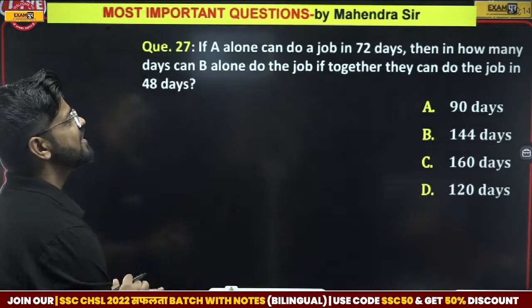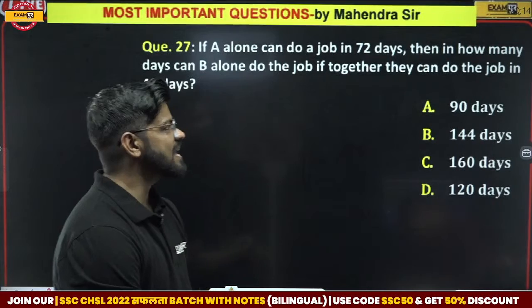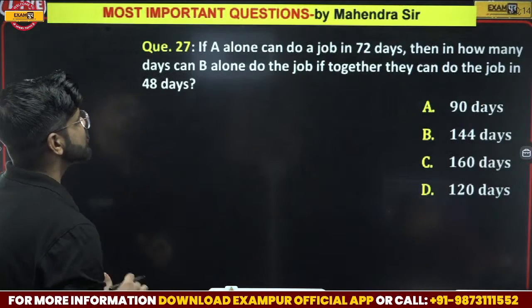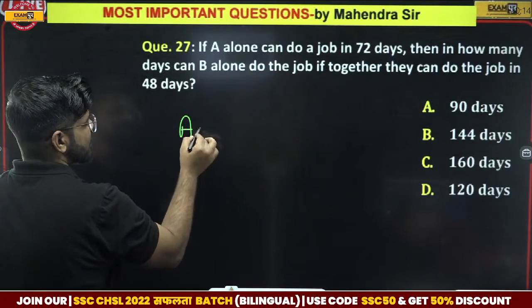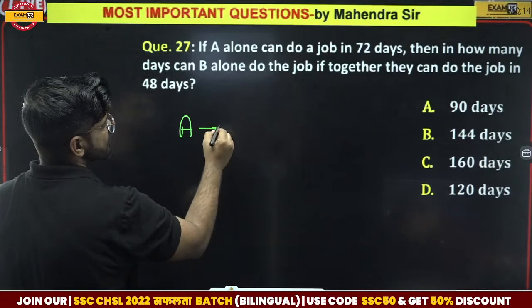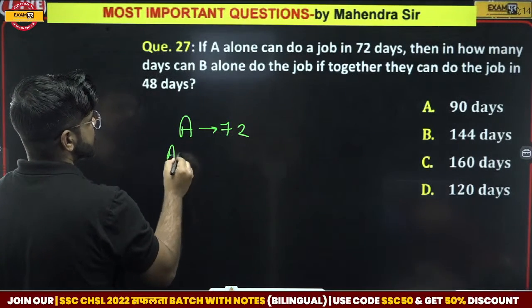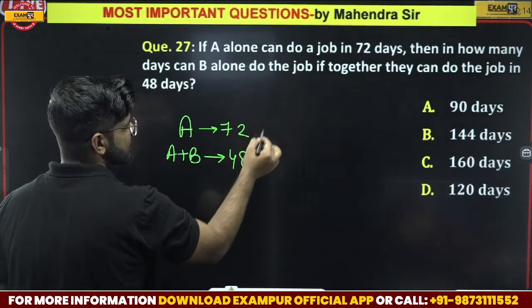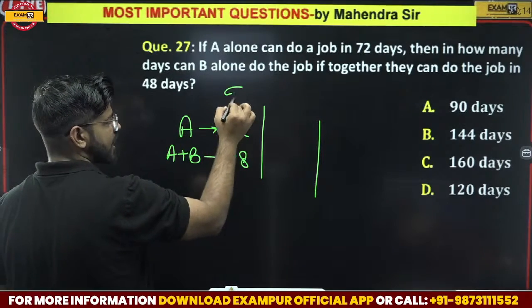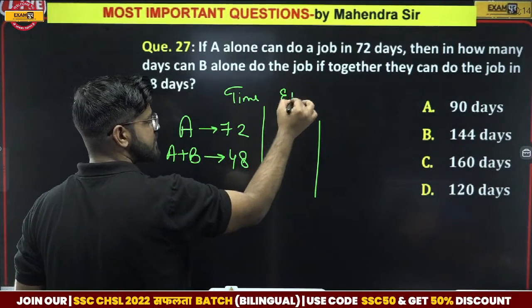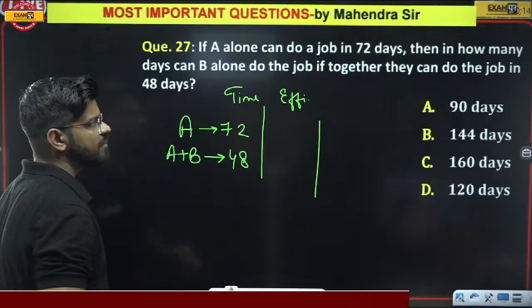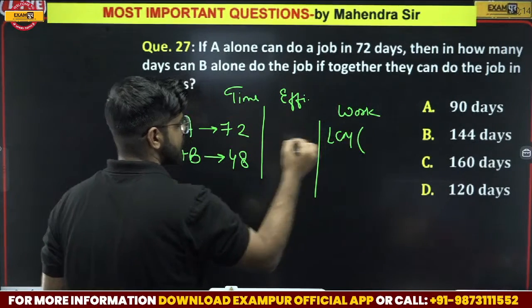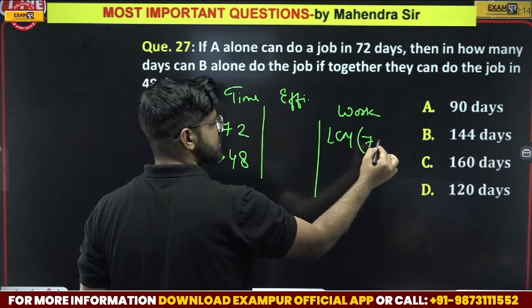Okay. So if A alone can do a job in 72 days, then in how many days can B alone do the job if together they can do the job in 48 days? So you know that A can do a job in 72 days and A plus B both together can do it in 48 days. Just take the LCM. Here we write time, here we write efficiency. This is the efficiency table, and here we write the total work. Work is nothing but the LCM of the time, that means the LCM of 72 and 48.